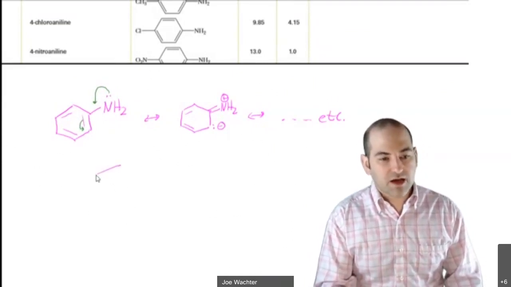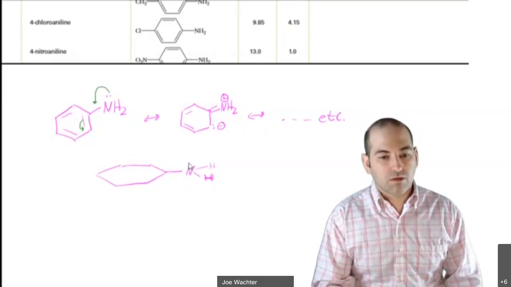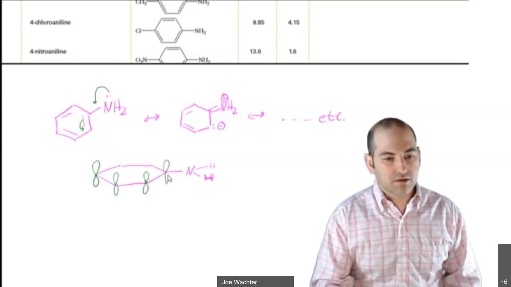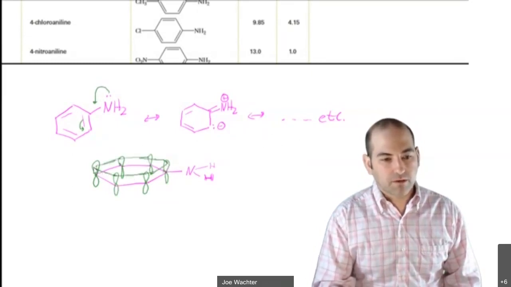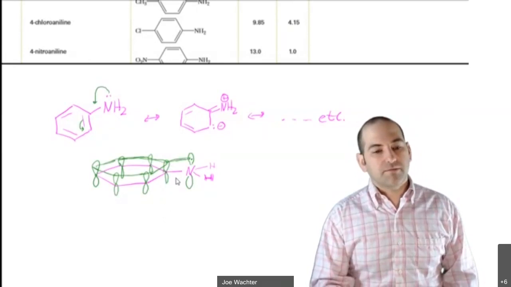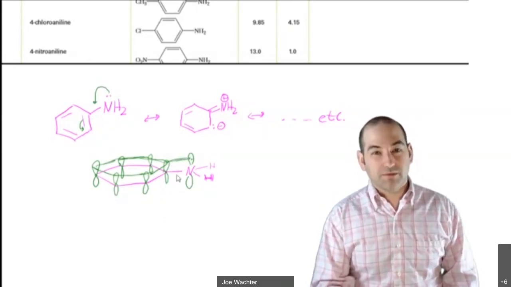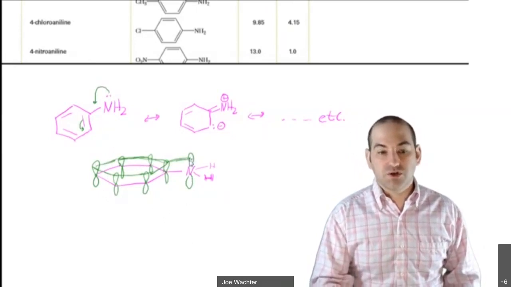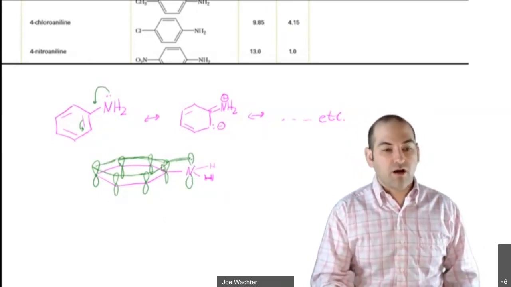If we look at it sideways, we see actually that here's our pi system from these p orbitals. All right, this is that whole benzene thing. These are all shared in this orbital system. And the nitrogen lone pair is actually going to be a part of that system. So we wouldn't count that as part of the aromaticity because it's not in the ring. But it's still sharing with part of that system. So that nitrogen is actually sp2 hybridized so that the lone pair can be a part of all this delocalization.